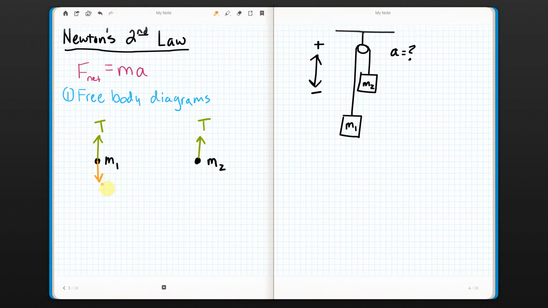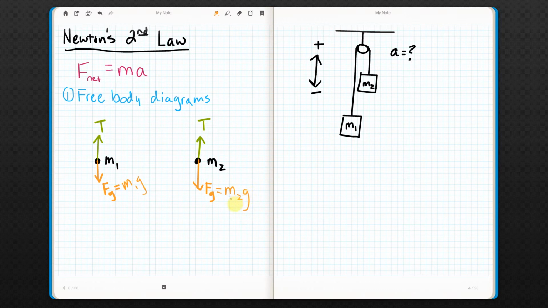Okay, so this is the force of gravity. The force of gravity on this one is mass times gravity. In this case, the mass is M1 and then gravity. And the force of gravity on this one, again, I don't actually know how big it is, so anything will do. That would be mass times gravity. In this case, the mass is M2 times gravity.